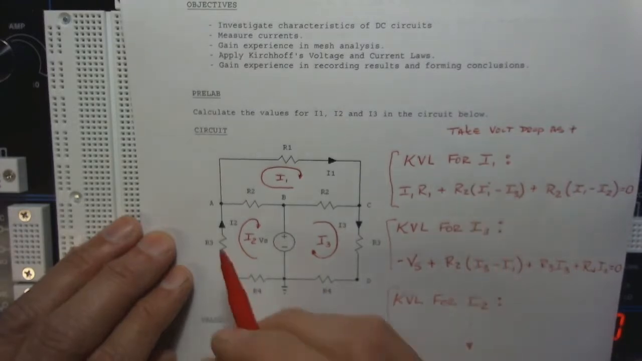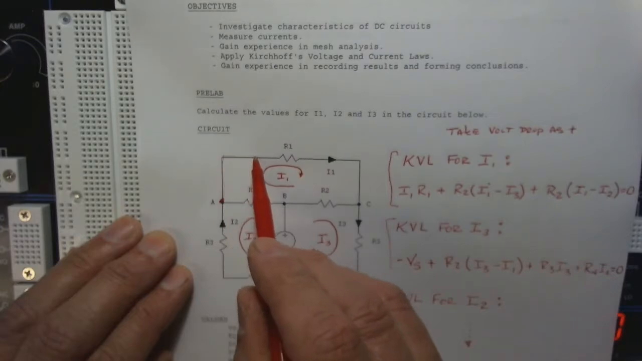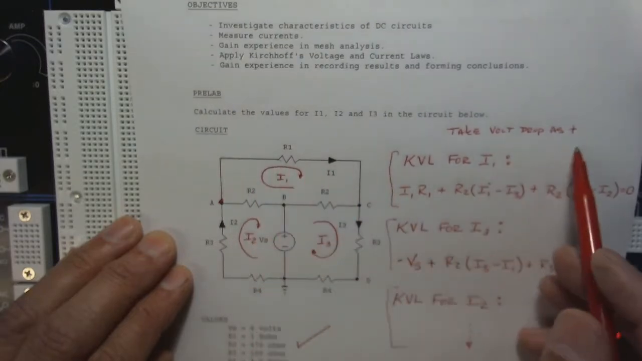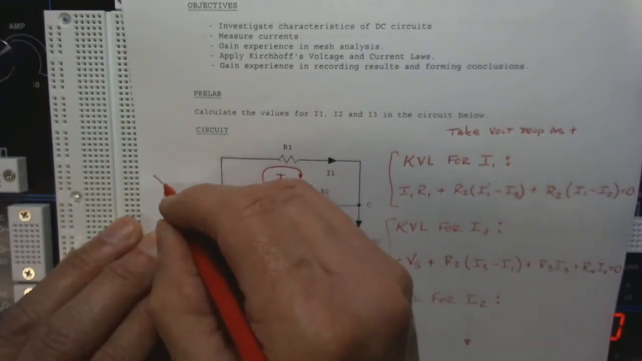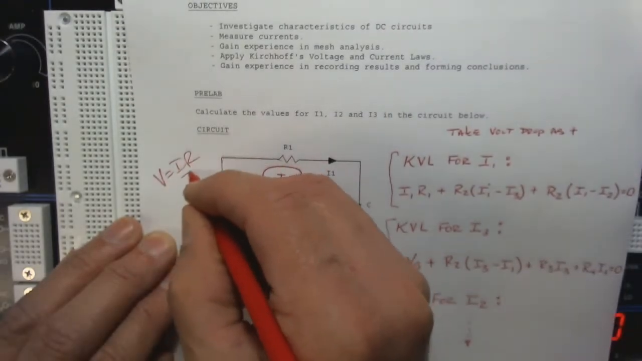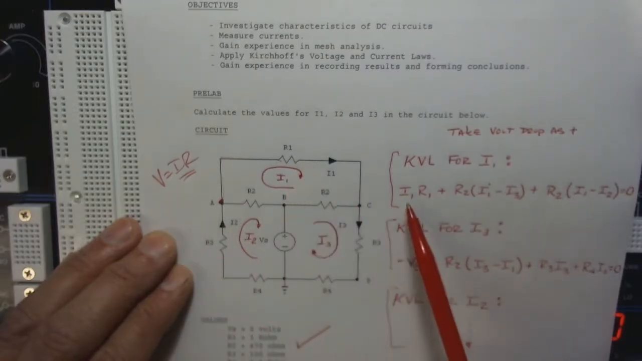How did I write this? Well, I started here at this point, and as you go around here, you have a drop, and I've taken drops as positive. This drop is given by Ohm's law. Remember, V is equal to IR. So the product of current times resistance is your voltage, and this is a drop. So I have I1 times R1.